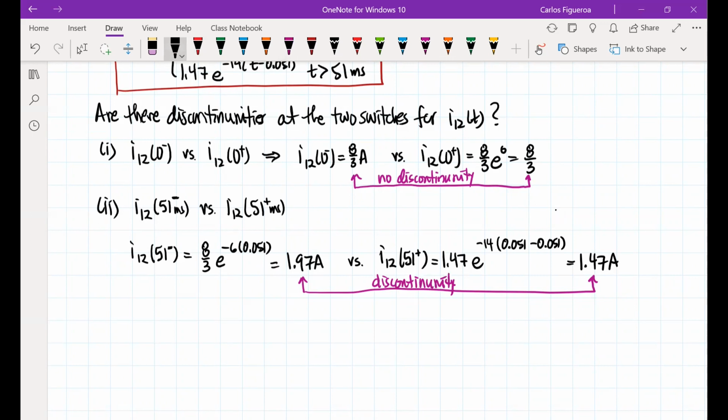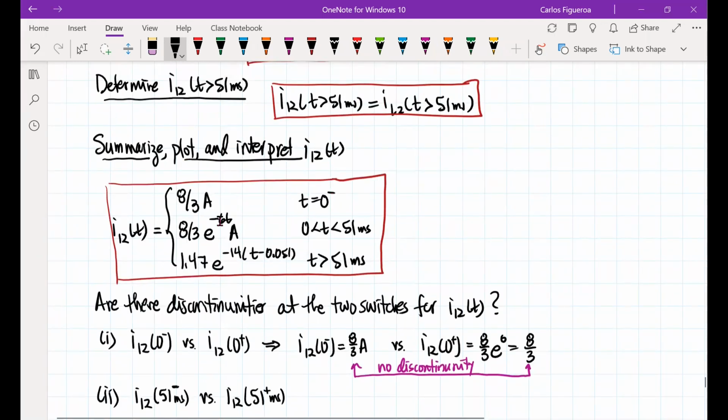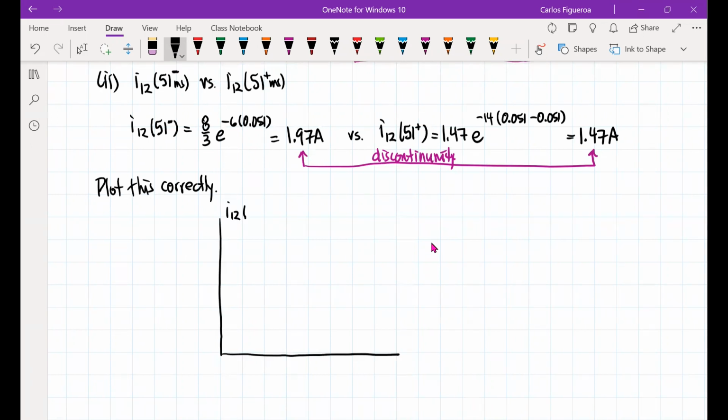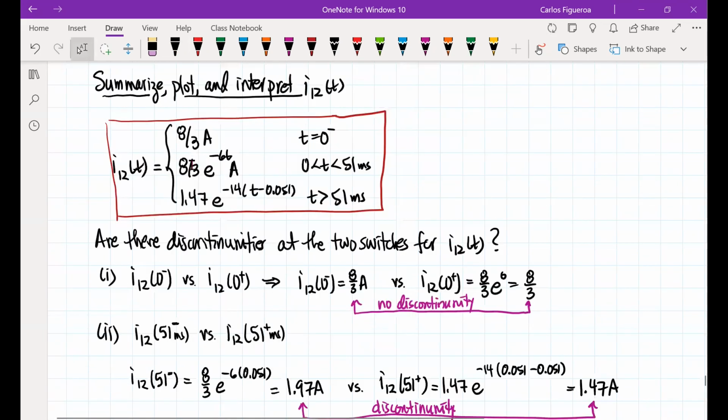Now, let's go plot this thing here. So now what we want to do is plot this correctly. So here we go. So remember, I'm plotting this right here. So the first thing you should do, I have my current going like this. And here's what I'm going to see. So this is I12 of t. So the first thing I see here is that at 0 minus, it's at 8/3. And note that it's going to be smooth here.